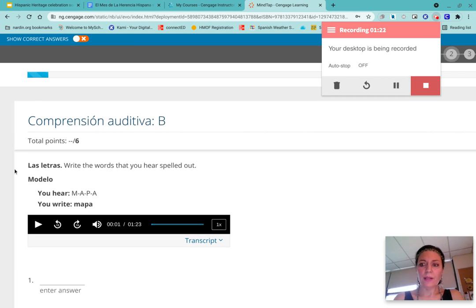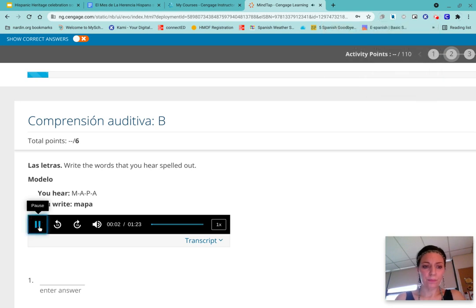For this section, it will be spelling out words for you and you have to type them in. So I'll just play the first one here. 1. R. E. L. O. So remember your A, E, O, U. You really want to know your vowels and be able to spell out words. So it's going to basically ask you to type in the letters.